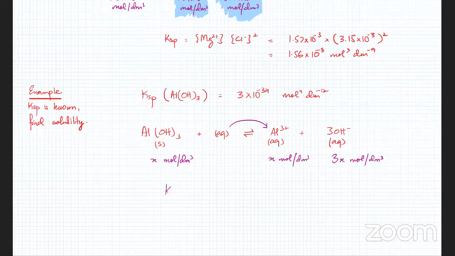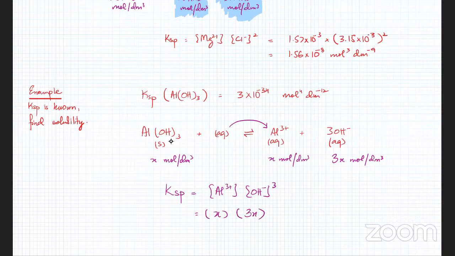What is the Ksp expression? The Ksp expression is aluminium ion concentration multiplied by OH ion concentration, and that's going to be cubed. Okay, product over reactant. Reactant solid is, so you don't write it. Now, you know the aluminium ion concentration, that's X. And you also know the OH ion concentration, that's 3X. So it's X times 3X cubed. And you know the value, that's 3 times 10 to the power minus 34.